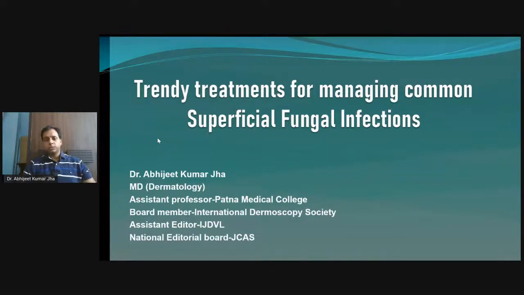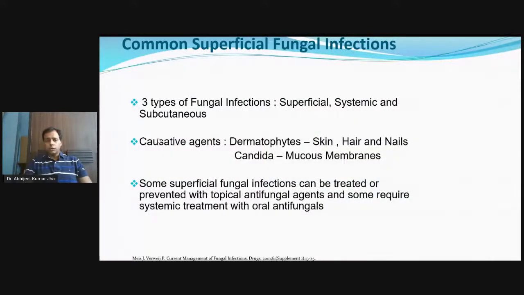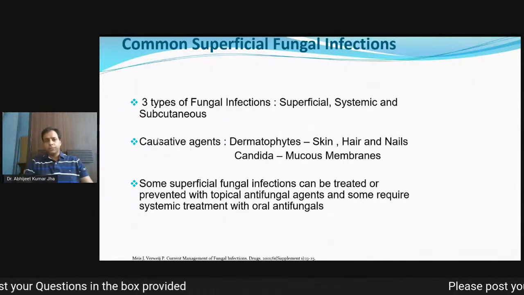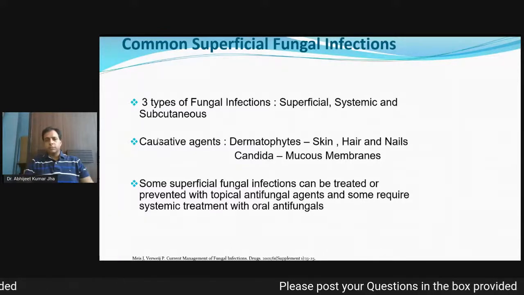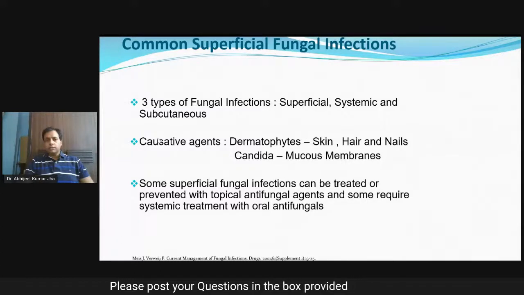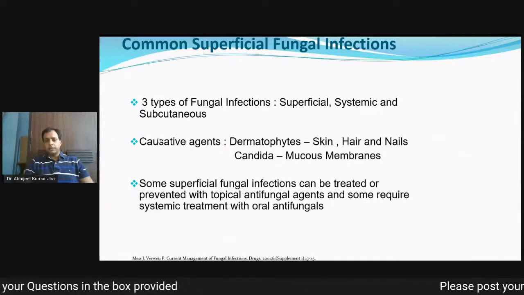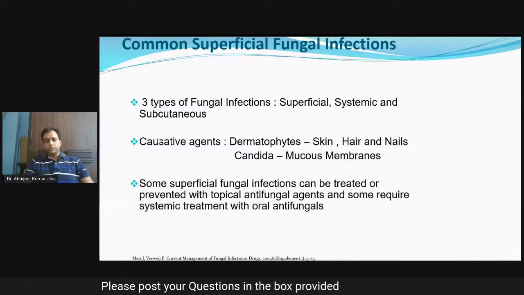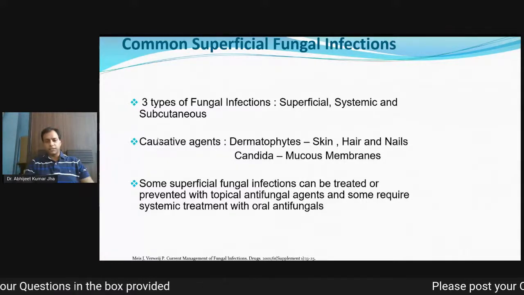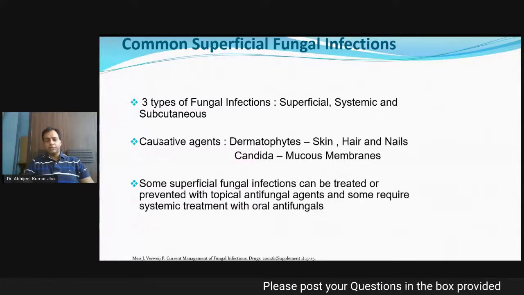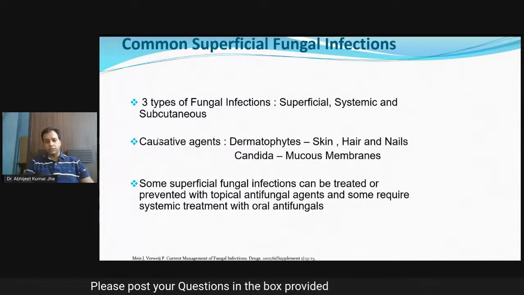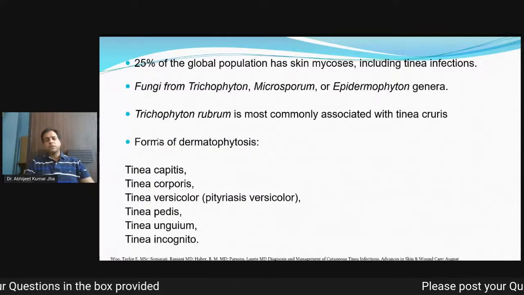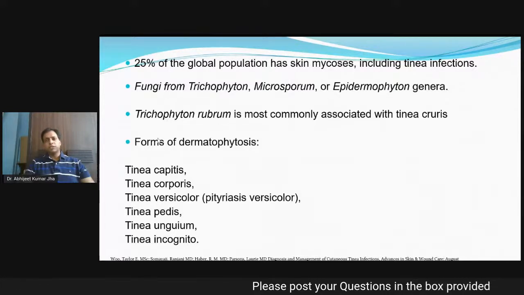And today we are going to speak on a very important topic called superficial fungal infection. Now, we all know that there are three types of fungal infection: superficial, systemic, and subcutaneous. The causative agents for all these are dermatophytes, which can cause changes in the skin, hair, and nails, and candida, which affects the mucous membranes or any other parts of the body. Some superficial fungal infections can be treated or prevented with topical antifungal agents, and some require systemic treatment with oral antifungals. Now, 25% of the global population has skin mycosis, including tinea infections.